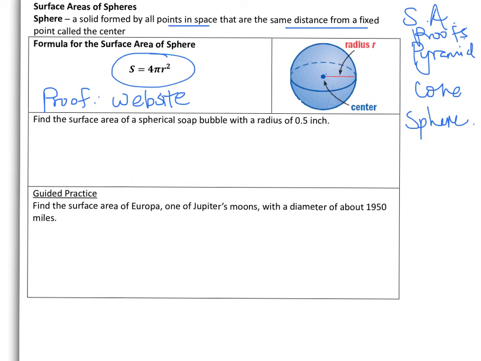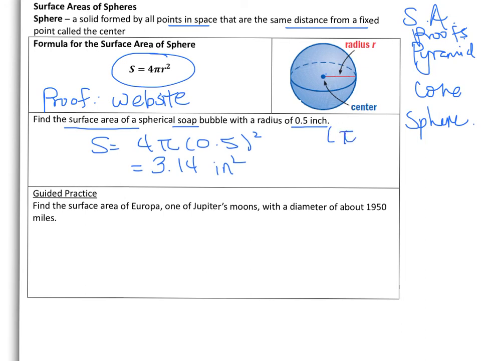Okay, and let's practice. Find the surface area of a spherical soap bubble with a radius of 0.5 inch. So 4 pi 0.5 squared. Okay, and then we can do the math, and you should get 3.14 inches squared. In this case, I use pi equals 3.14.